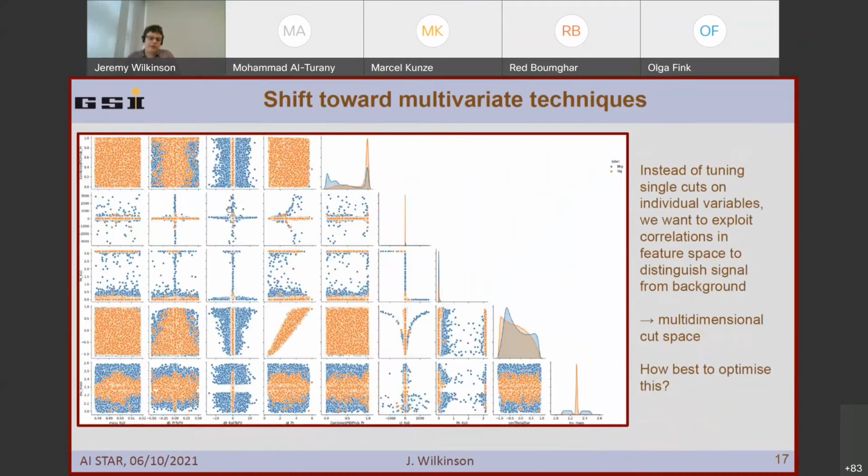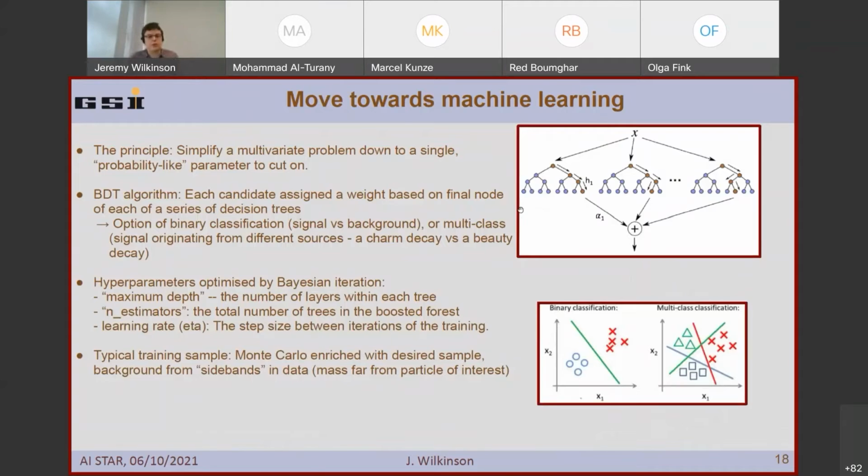So this then motivates the shift towards multivariate techniques, where instead of tuning single cuts on individual variables, we want to be able to exploit correlations in the feature space to better distinguish the signal from the background. And the way that we use to optimize this, we've started recently using machine learning techniques in order to simplify this multivariate problem down to a single probability-like parameter that we can then cut on. So what we use for this is the BDT algorithm, where we assign each candidate a weight based on the final node of each of a series of decision trees.